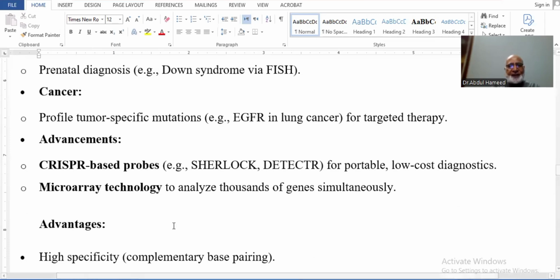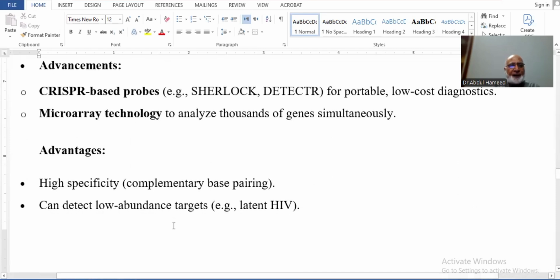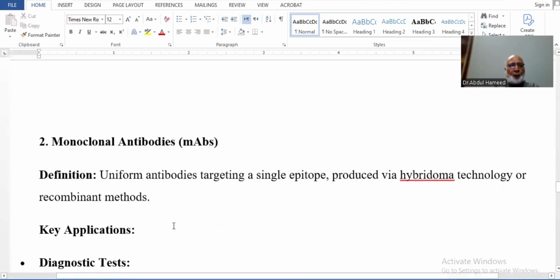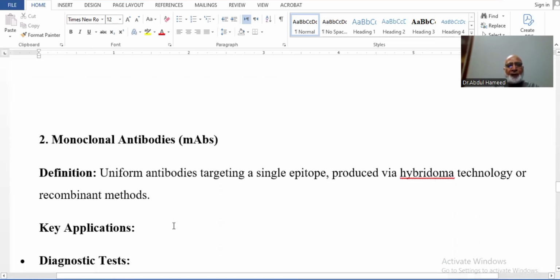genes simultaneously. So advantages: highly specific through complementary base pairing, and can detect low-abundance targets, for example HIV virus, but the outcome of disease was not at that time. Monoclonal antibodies definition: uniform antibodies targeting a single epitope. The epitope is the protein or maybe some other structure present on the pathogen surface, which can produce the antibody response. That is the epitope, produced by hybridoma technology or recombinant methods.